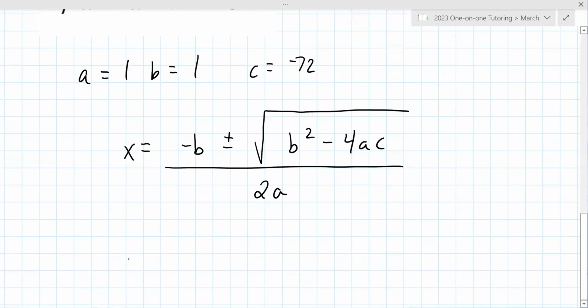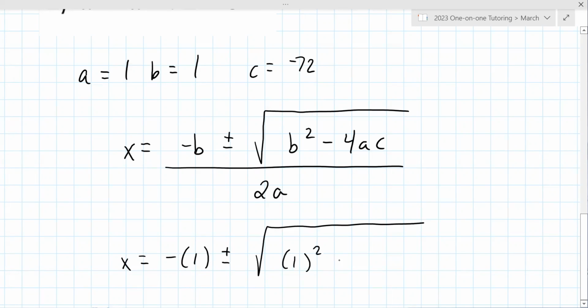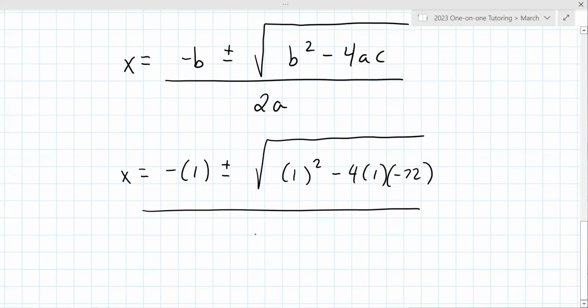Okay, so we're going to substitute those numbers in. Minus 1 plus or minus the square root of 1 squared. Notice I'm substituting in parentheses negative 72 like that, all over 2 times 1.